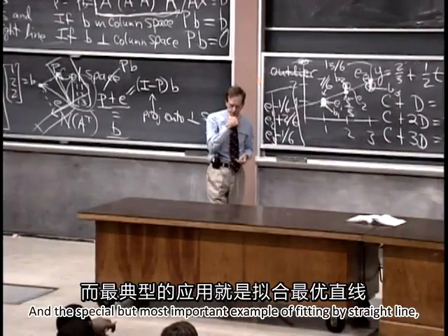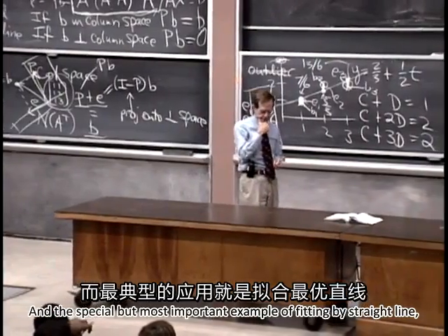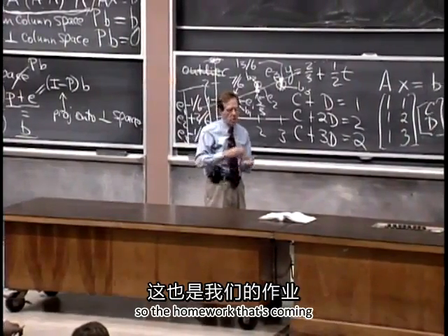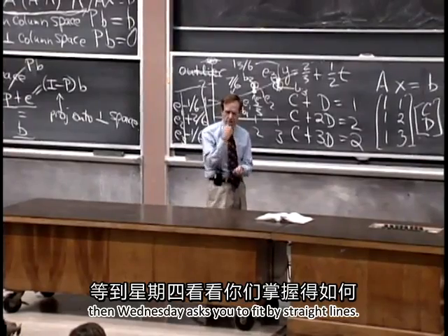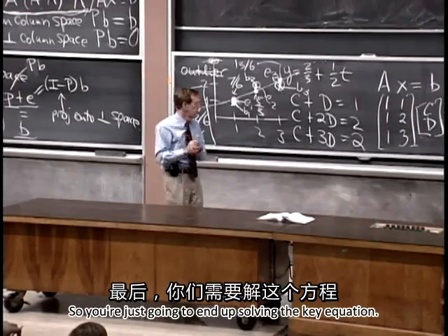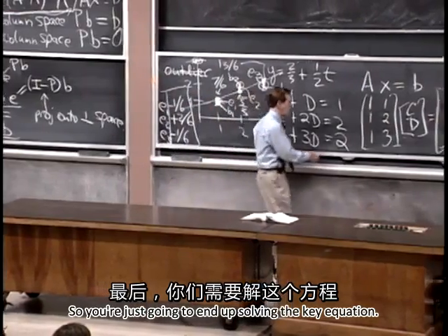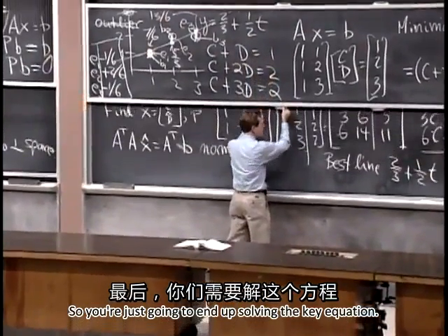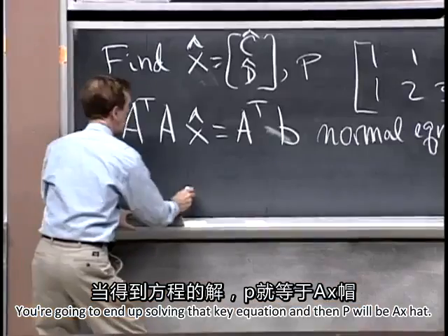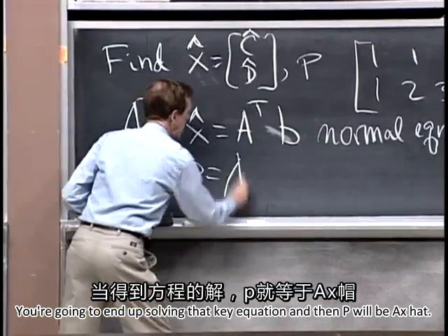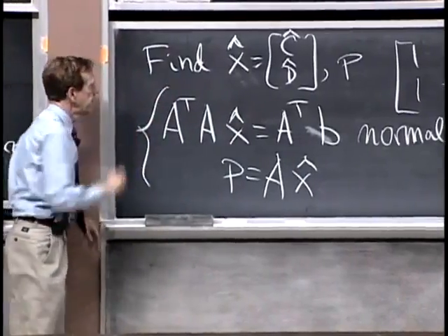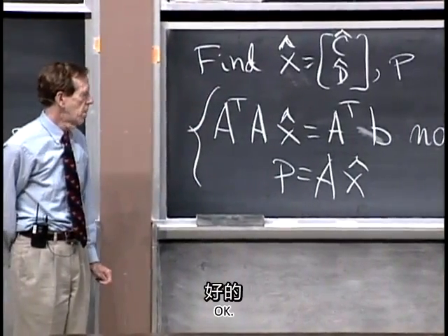So that's least squares. And the special but most important example of fitting by straight lines. So the homework that's coming then Wednesday asks you to fit by straight lines. So you're just going to end up solving the key equation, and then P will be A x hat. That's it. Okay.